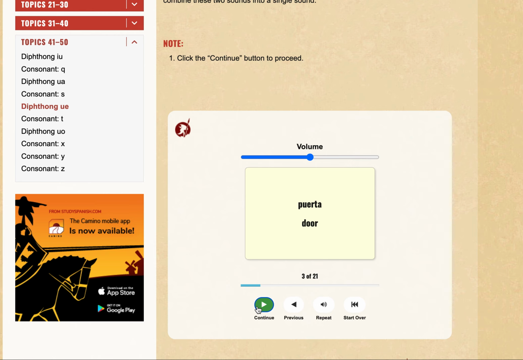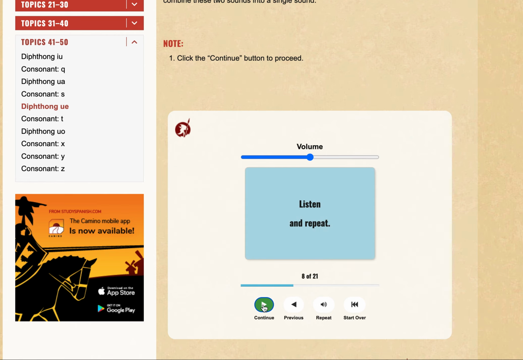Puerta, puerta, escuela, escuela, abuela, abuela, dueño, dueño, fuerte, fuerte.